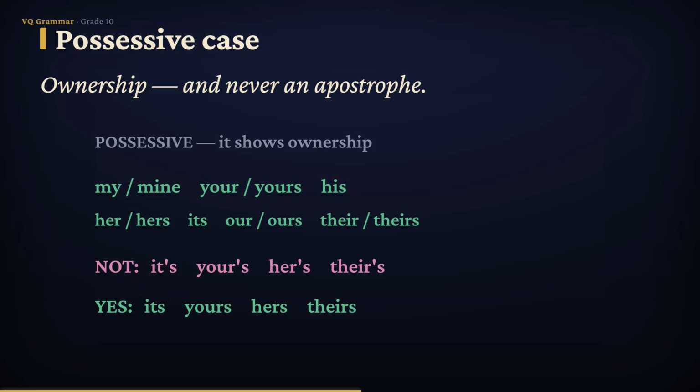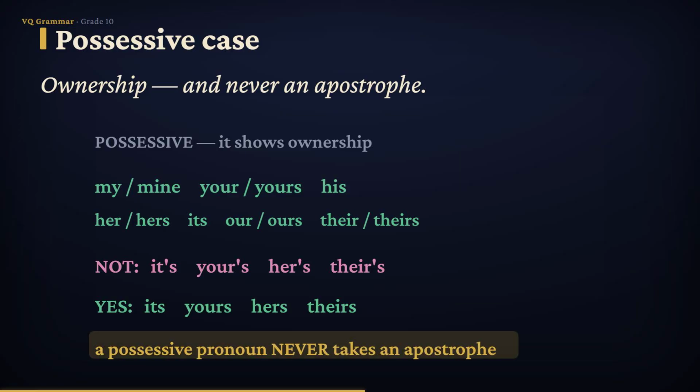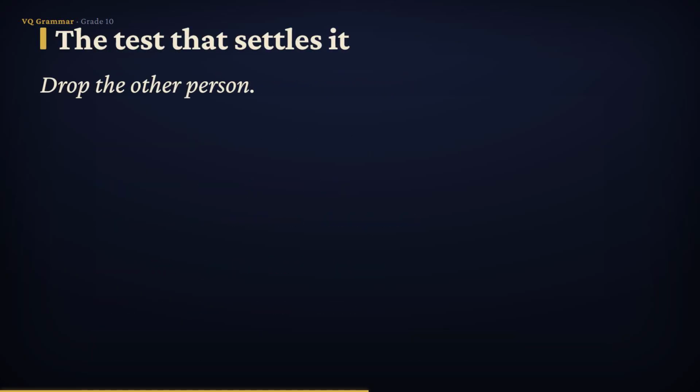If you can't swap in the words it is, then you want the possessive its with no apostrophe at all. Here comes the single most useful tool in this whole lesson, and it costs you nothing. When a pronoun is joined to somebody else, Devin and blank, your ear suddenly stops working. So take the other person out.